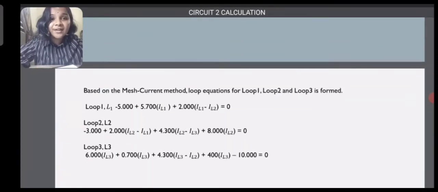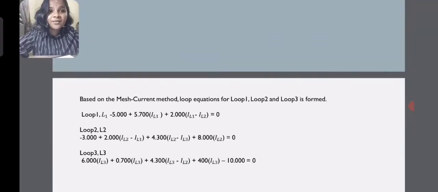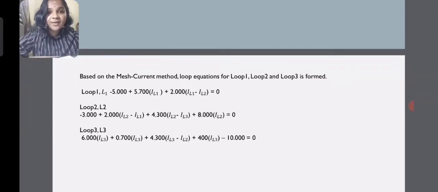So based on the mesh current method, we have formed loop equations for loop 1, loop 2 and loop 3 based on our circuit. First of all, IL1 refers to current flow in loop 1, IL2 refers to current flow in loop 2 and IL3 refers to current flow in loop 3.